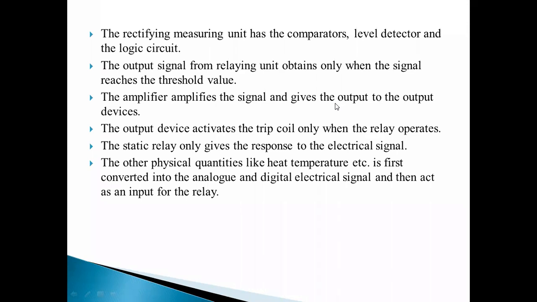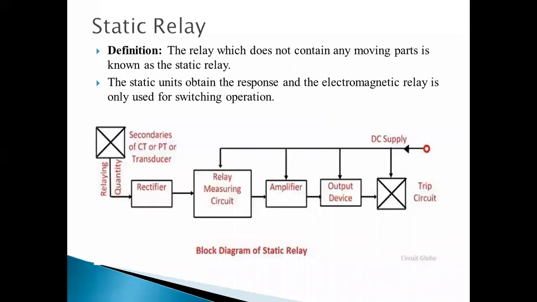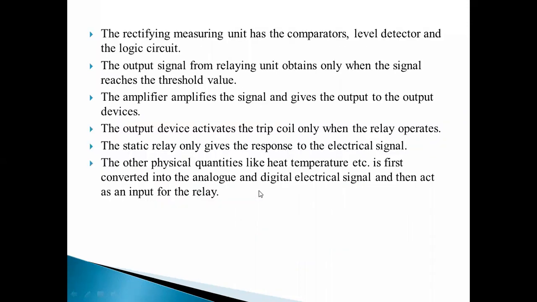The amplifier amplifies the signal and gives output to the output devices. The amplifier is used to increase the value. Then the output device activates the trip coil when the relay operates. This is very simple. Here all components are non-moving, or static. The static relay only responds to the electrical signal.